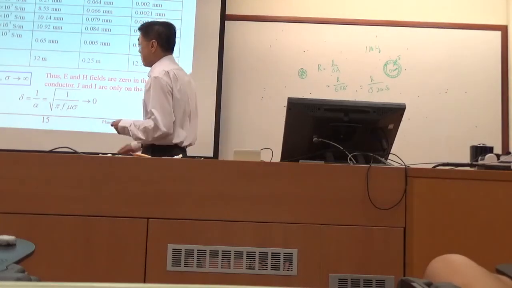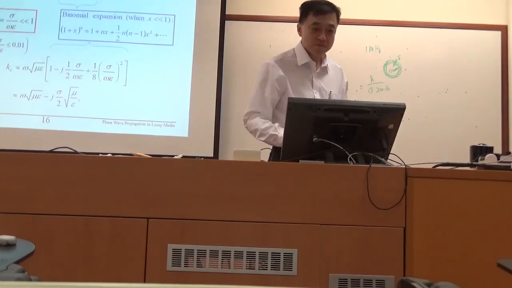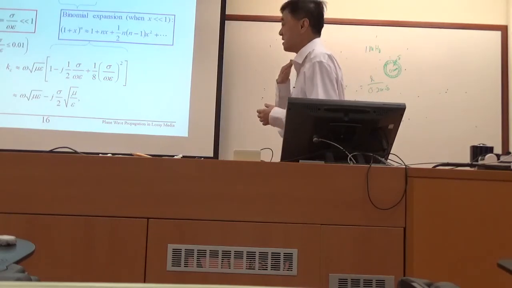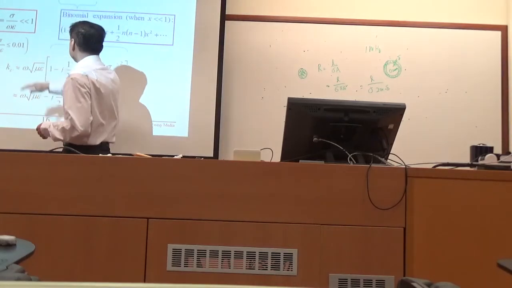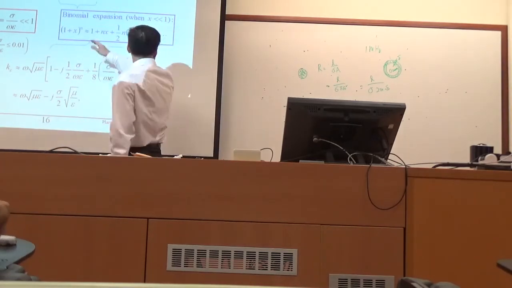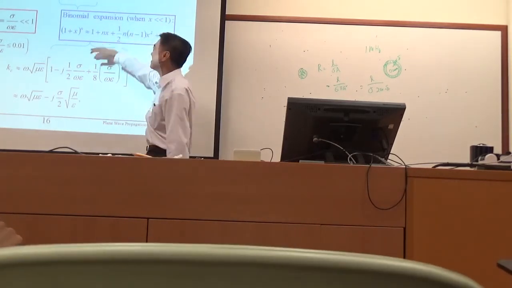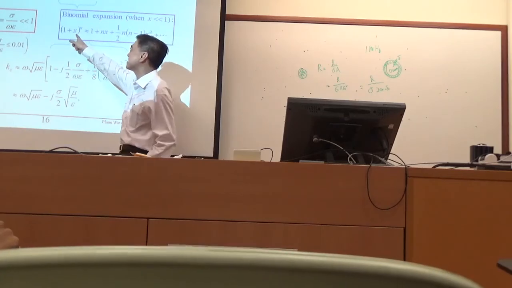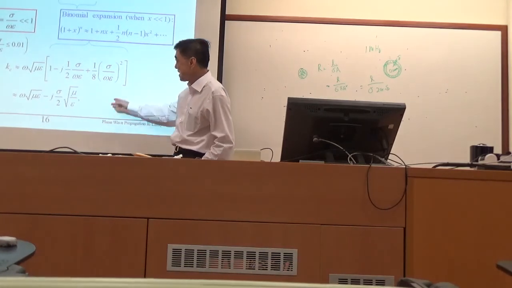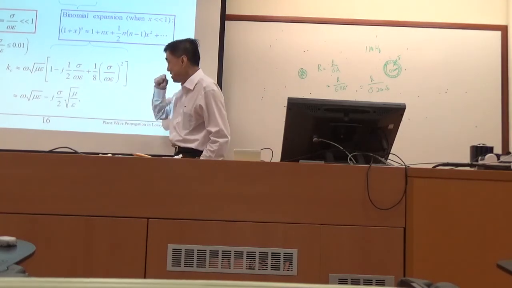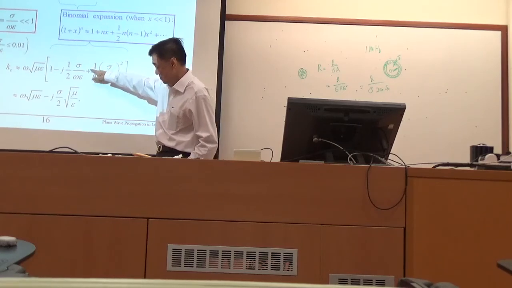Alright, so when sigma equals infinity, skin depth equals 0. Now low loss dielectric, let me finish this part. For low loss dielectrics, when the loss tangent is much smaller than 1, you expand using the binomial theorem: 1 plus x when x is smaller than 1 equals this whole thing. We keep the first and second terms and throw away the higher order terms, and that's what you have here.